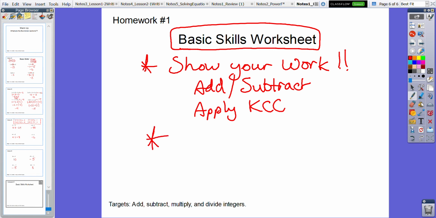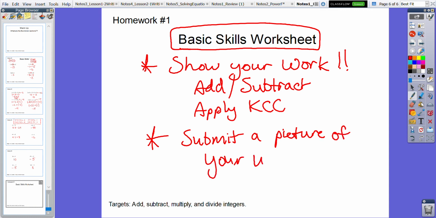All right, and then when you're all done with that, when you have your worksheet done, whether you do it on the worksheet when you print it off at home or if you do it on a separate sheet of paper, make sure you submit a picture of it. And this will be due at 11:59 on Sunday. So when we come back on Monday, you guys are all set.